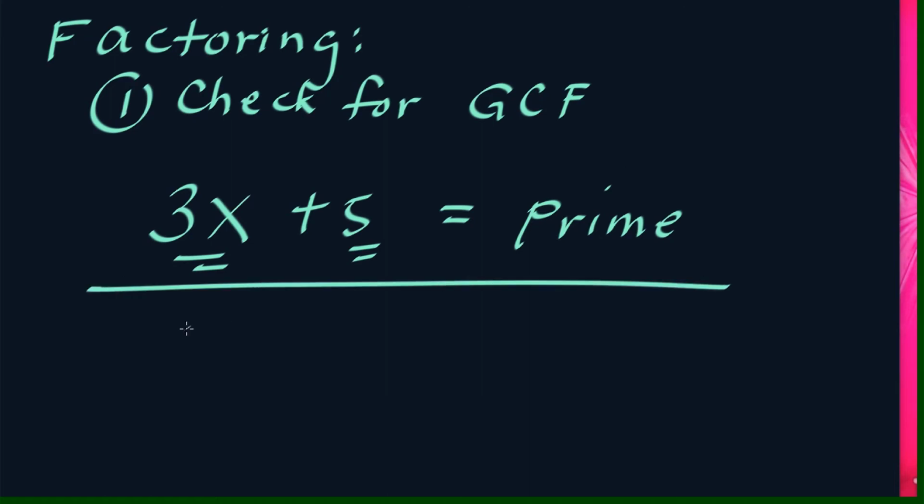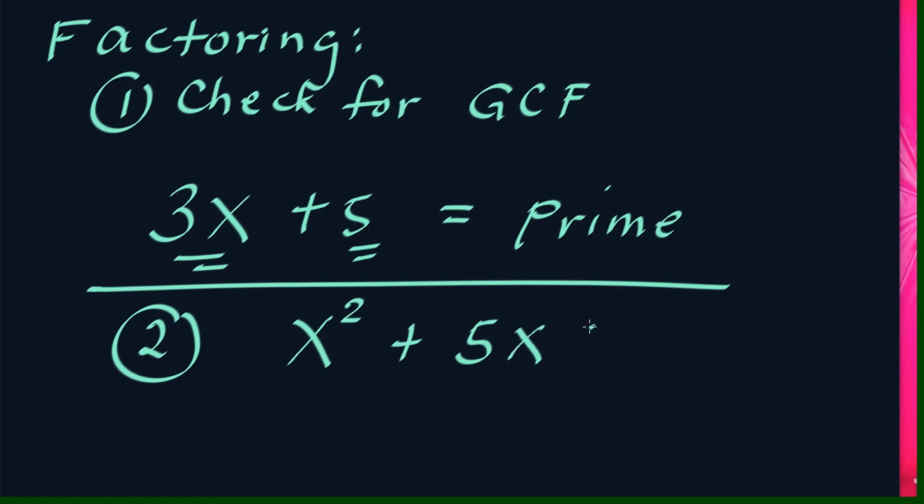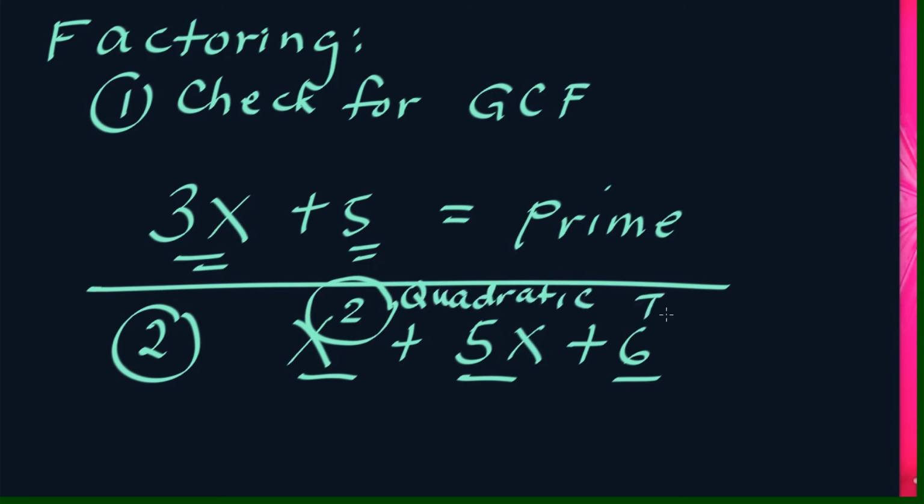Now, this second type of factoring is when you are given a quadratic trinomial. Say you have x squared plus 5x plus 6. So this is a polynomial. Now this polynomial has three terms, so we call it specifically a trinomial. And then the highest degree of the variable x is 2. So that's where we get this term quadratic. So this is a quadratic with three terms, or trinomial. Okay, so how do you factor a quadratic trinomial?